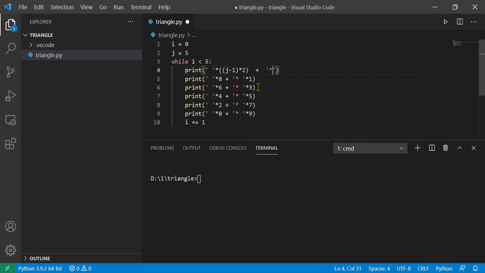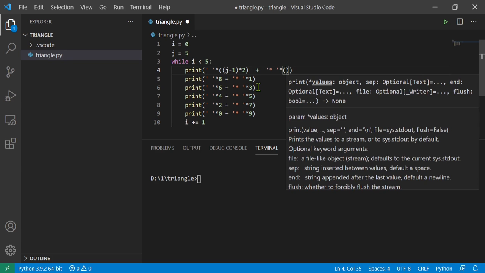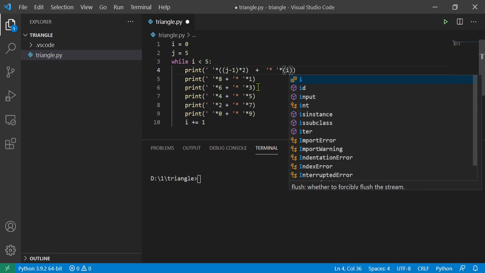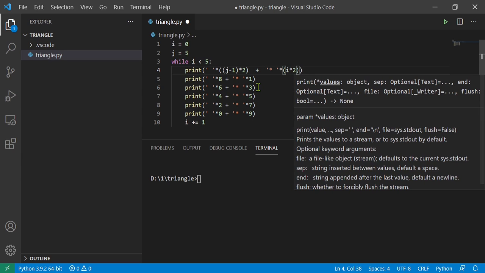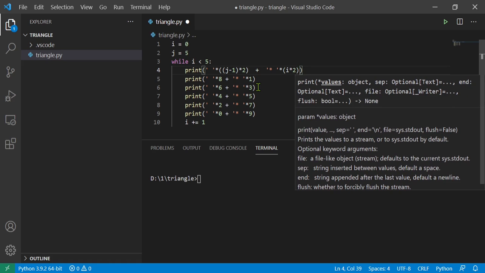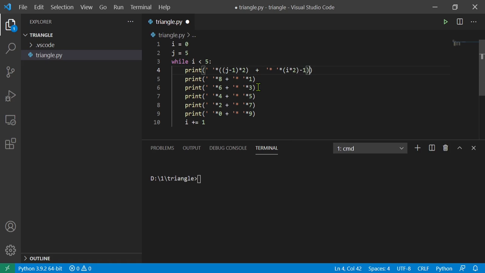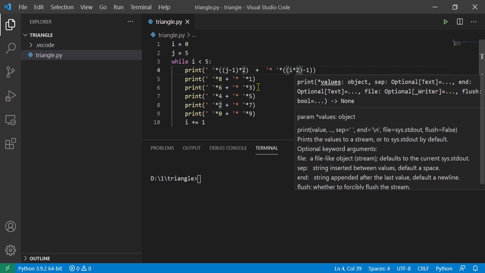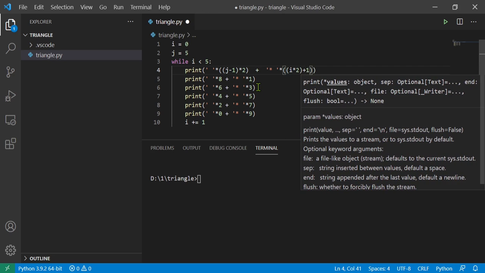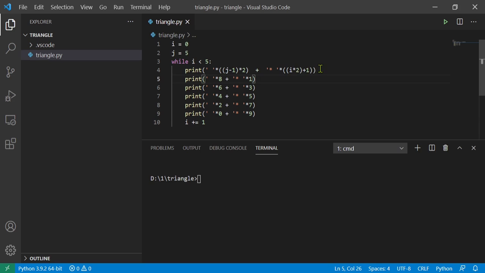Appended with a single star space character. Here we are going to take the i value. In the first line, the i value is 0, so 0 multiplied by 2, 0 plus 1.